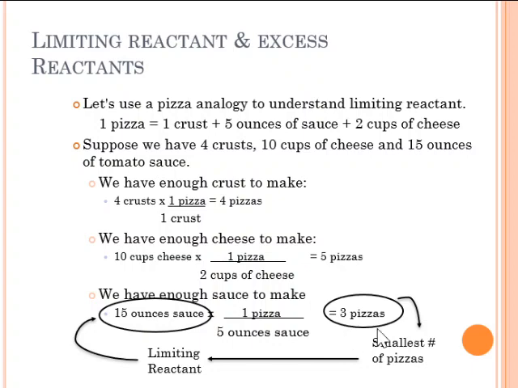This right here makes the least amount of pizzas. So my sauce is my limiting reactant. It is the cause of me being able to make only 3 pizzas. When I'm done, I will have no sauce left, but I still will have crust and cheese. Those are my excess reagents, okay?